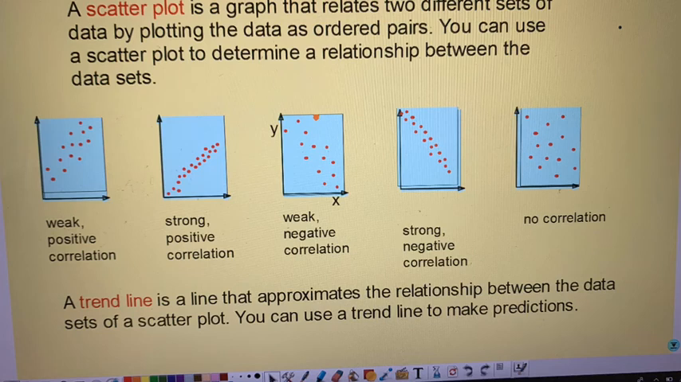A trend line that I talked about is a line that approximates the relationship, and I can put it in the middle of my set of data. And I can use that trend line and write the equation of that trend line to make predictions about what is going to happen next.